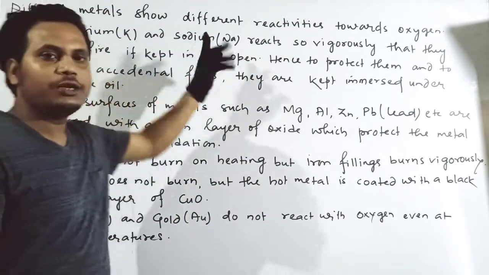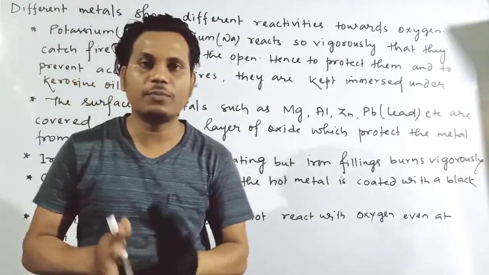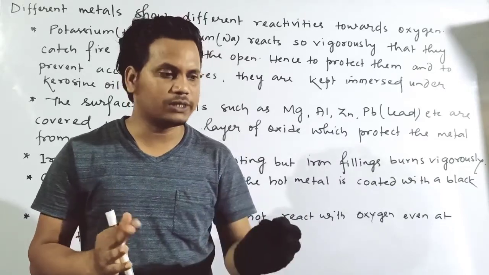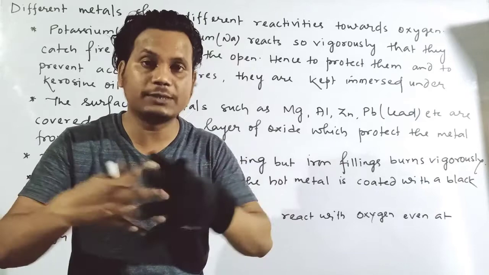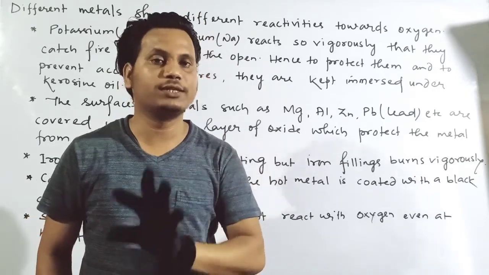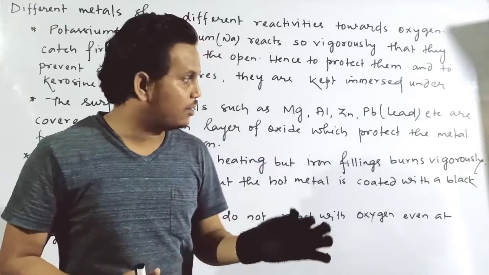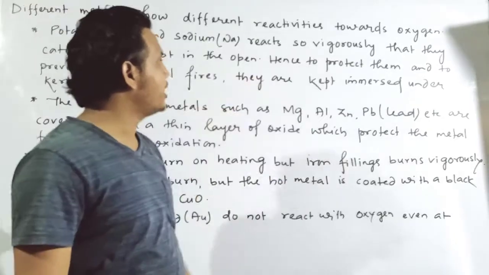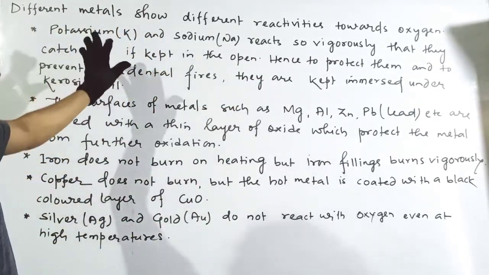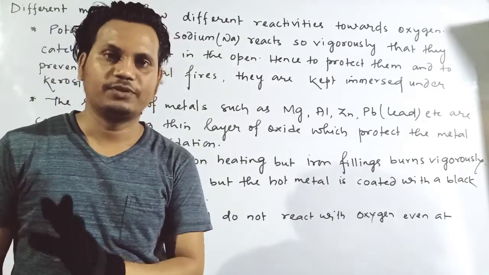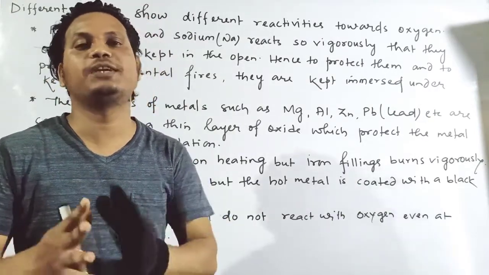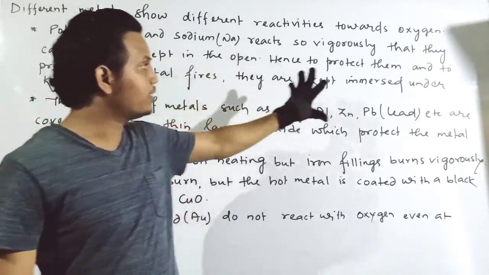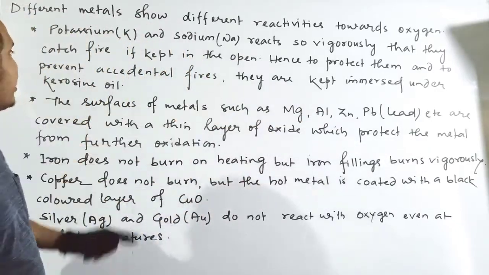First, potassium and sodium. Potassium and sodium are very highly reactive metals. They react with oxygen so vigorously, with very high speed, that the product formed catches fire. So potassium and sodium react so vigorously that they catch fire if kept open. In order to protect against fire and protect the metal, they are kept under kerosene oil.